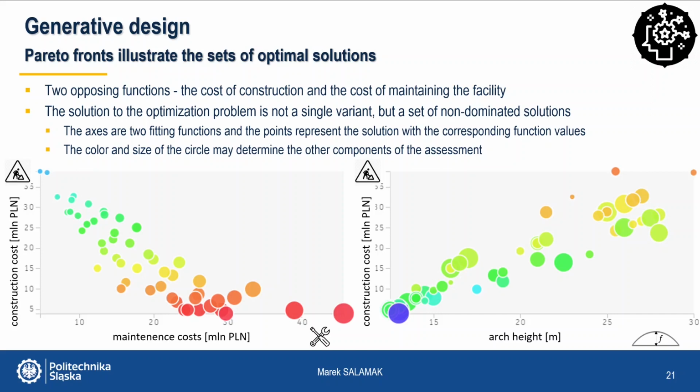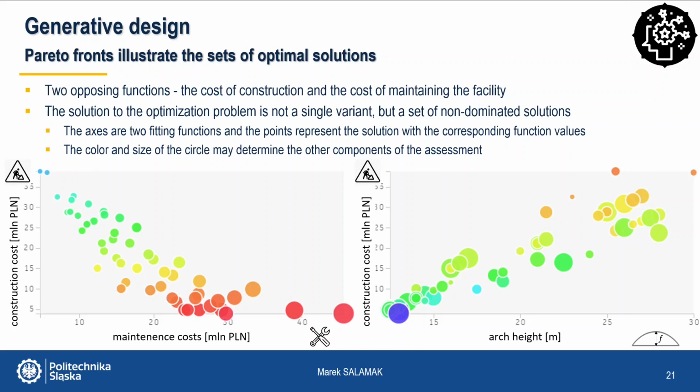We intuitively know that the persistent desire to reduce construction costs, for example, using cheaper materials or endlessly reducing the amount of concrete or reinforcement, must start to reduce the structure's durability and consequently increase maintenance costs. In this case, the optimization problem solution is not a single variant, but a set of solutions called non-dominated.